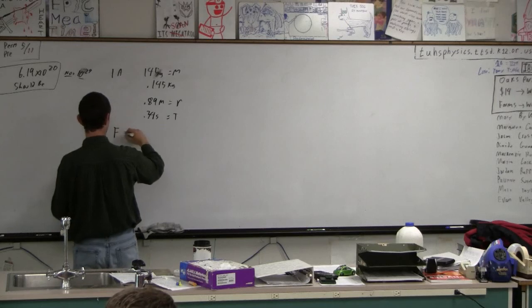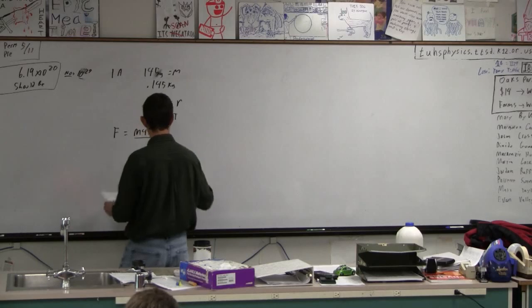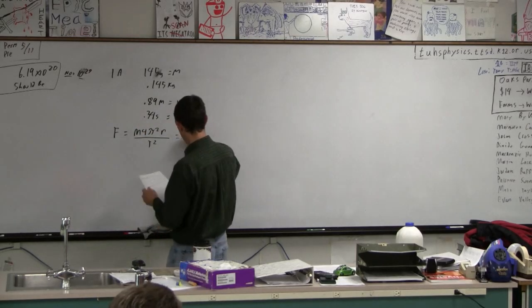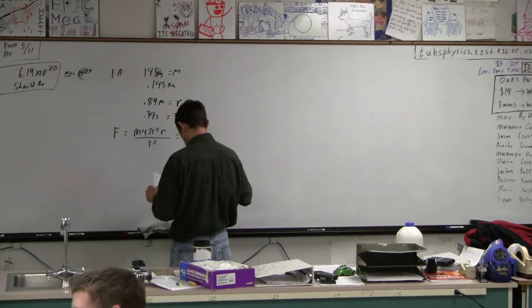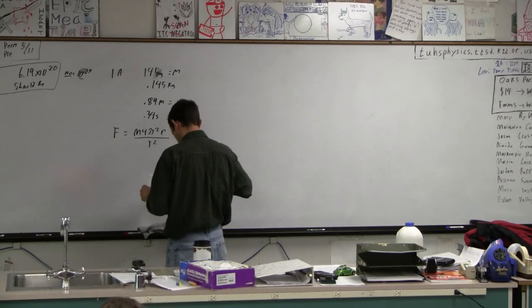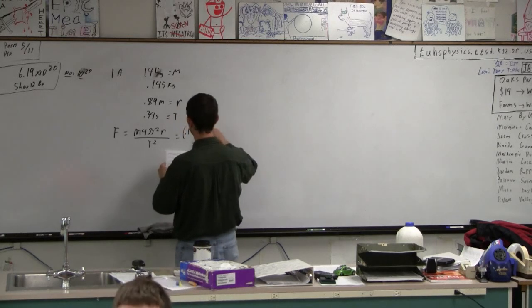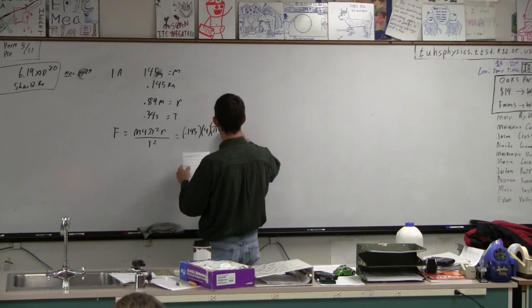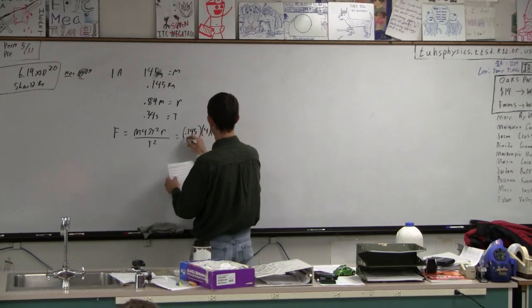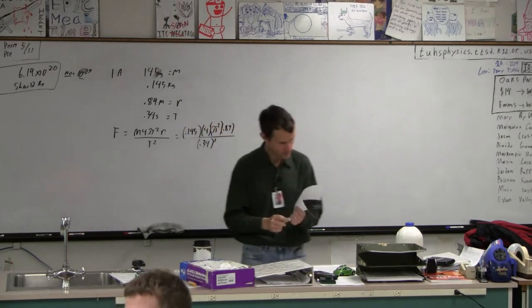I'm going to use F equals 4 pi squared m r over T squared. And so I'm going to go 0.145 times 4, and then don't forget it's pi squared, right? And then it's 0.89, divided by 0.34 squared like this, right?